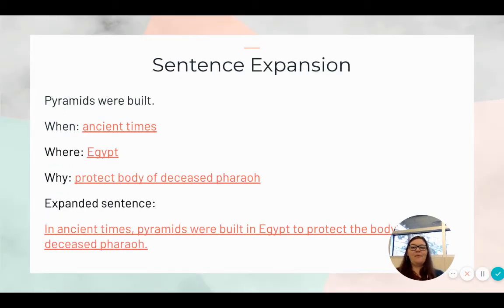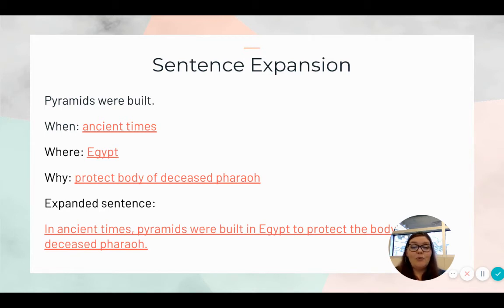So here's an example. Let's say my students have been reading about pyramids, and I give them this kernel sentence: pyramids were built. Okay, it's a complete sentence, but it doesn't tell me much. I want to know more. So I would ask my students to tell me, when were pyramids built? Where were pyramids built? Why were they built? And then I would tell them to put that all together with their kernel sentence to make an expanded sentence.